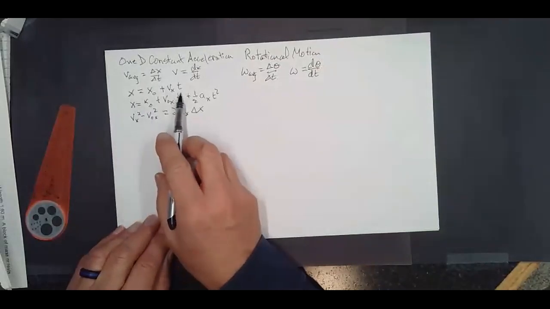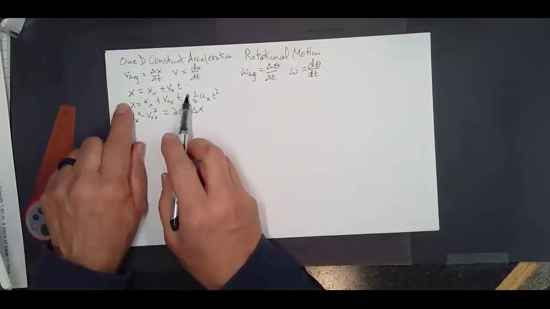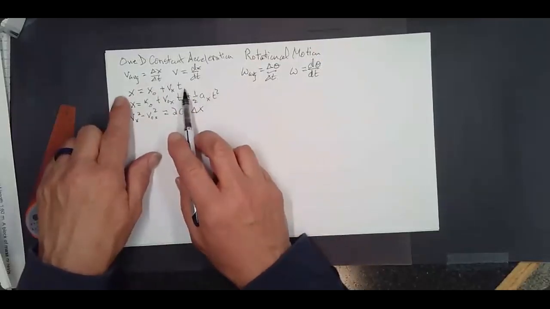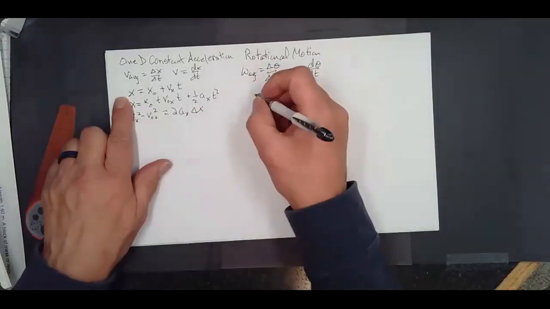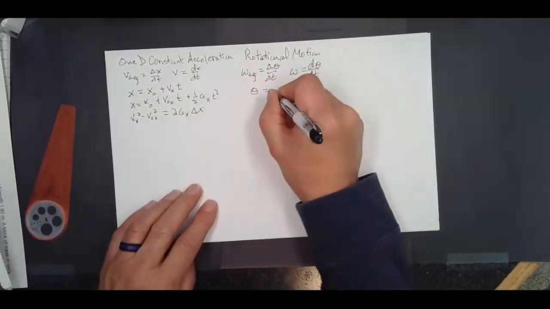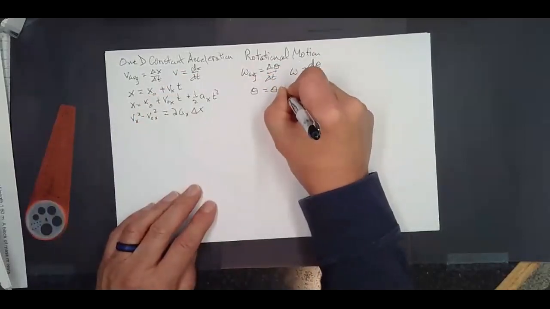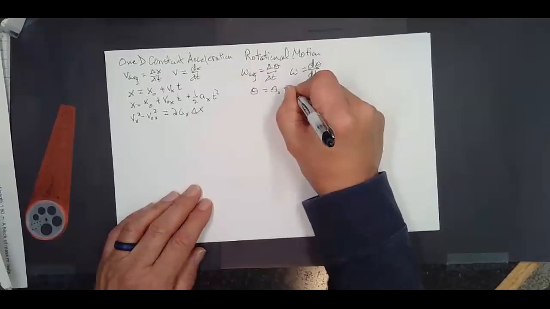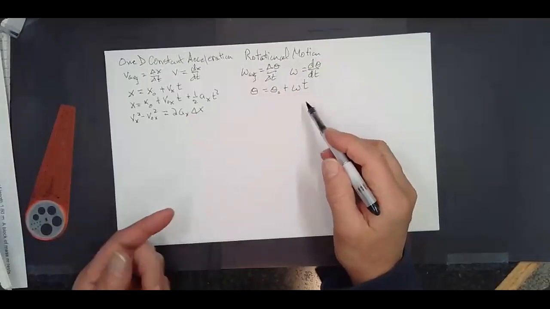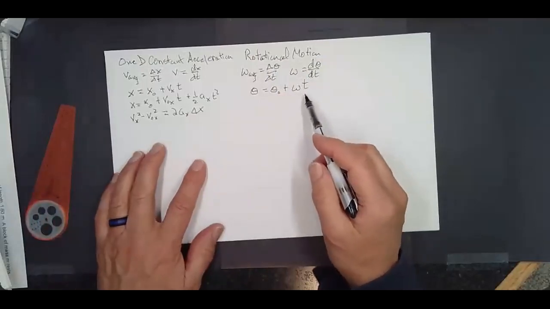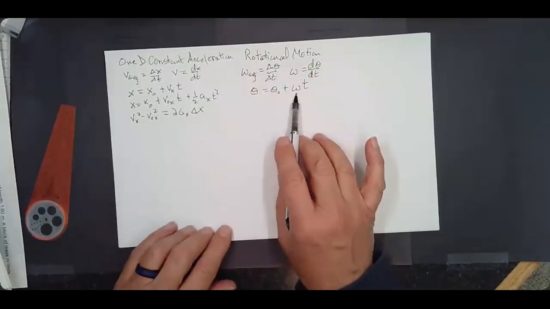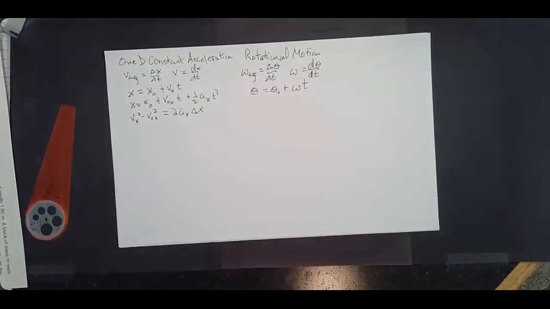Well, what about something like this? If I have constant angular velocity, I can write an equation that's analogous to this. Instead of x, I'll have theta. Instead of x naught, I'll have theta naught, and it'll just be theta equals theta naught plus omega t. And so there's a nice little parallel that we've got. This is what would be the case if you have constant angular velocity.